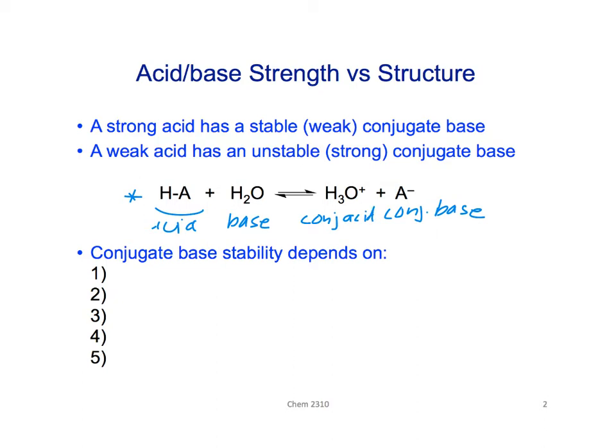All right, so let's look at these two statements here. A strong acid has a stable or weak conjugate base. So that means that if this acid here is strong, then its conjugate base is going to be weak. All right? And alternatively, if this acid is weak, if HA is weak, then its conjugate base will be strong. So there's always an inverse relationship between the strength of an acid and the strength of its conjugate base.